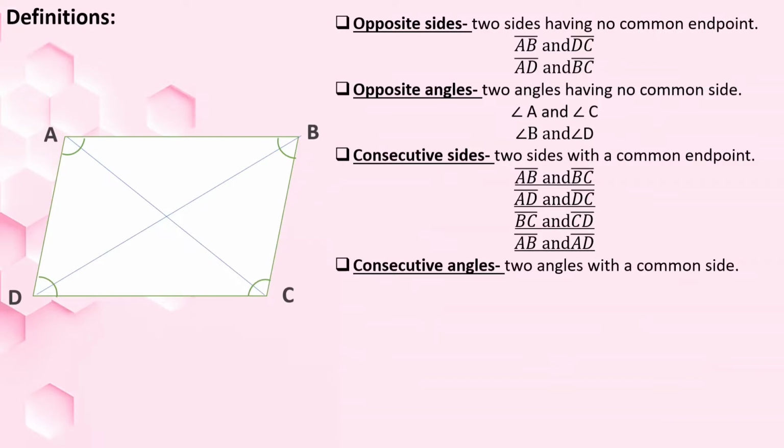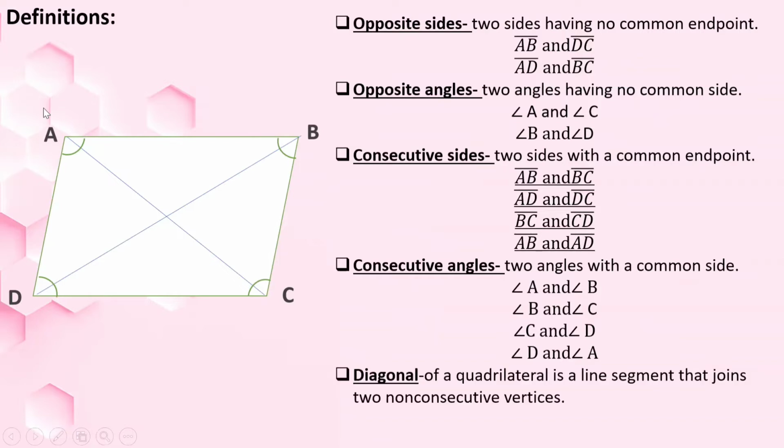Consecutive angles are two angles with a common side. So angle A is consecutive to angle B because they have a common side, which is side AB. The other consecutive angles are angle B and angle C. Also, angle C is consecutive to angle D, and angle D is consecutive to angle A.